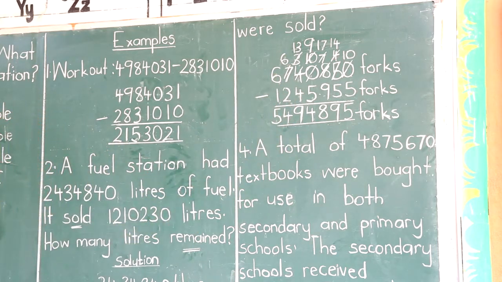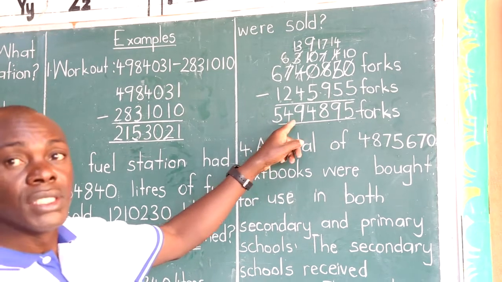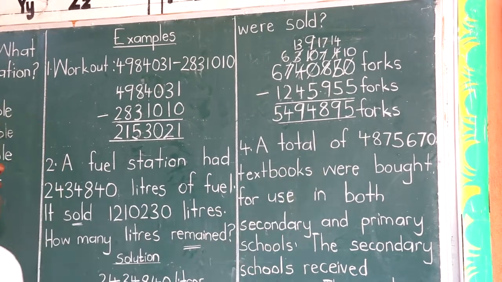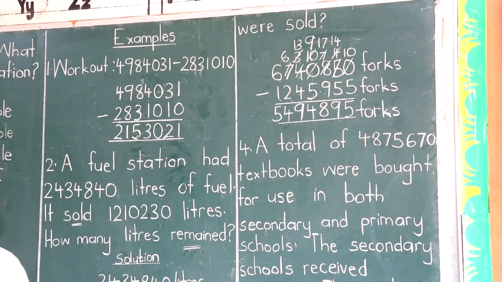5. Then the number of books that were sold was 5,494,895, and in so doing you have answered the question successfully. Remember to borrow and then you help the number on top and then subtract normally.